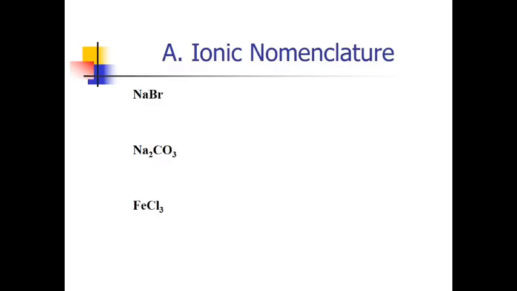Now we're going to look at formula to name. You had some rules. Go back and look at that one page that we have that says Ionic names. This first one only has 2 elements. So that means the ending should be "-ide". The name of Na is sodium. Great. The name of Br is bromine. But because it's the anion and it's the second element, we change the ending to "-ide". It is sodium bromide.